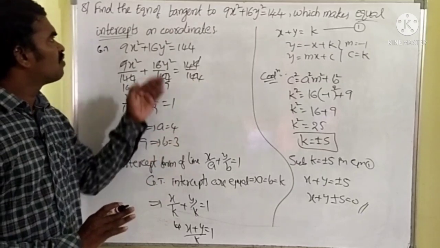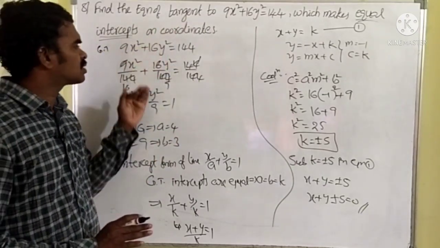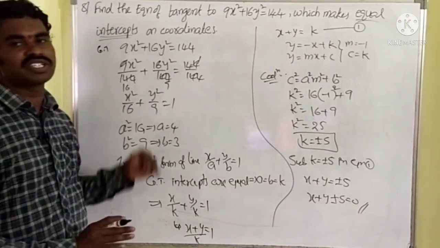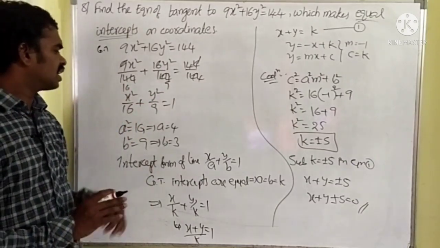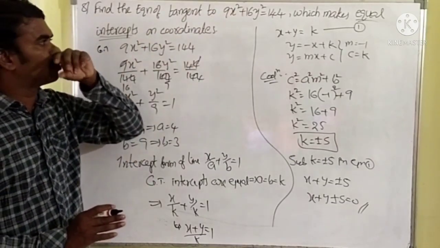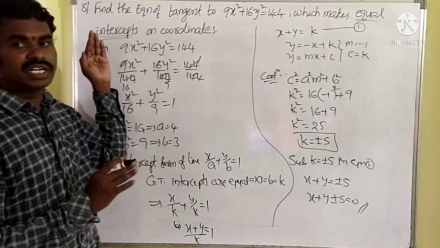Is there any doubt? In each and every question, the ellipse must first be transformed into the standard form, x square by a square plus y square by b square equal to 1. And then, what is a square, what is b square? And see what the question asks us to do: which makes equal intercepts on the coordinate axes. Equal intercepts, what is the intercept form?